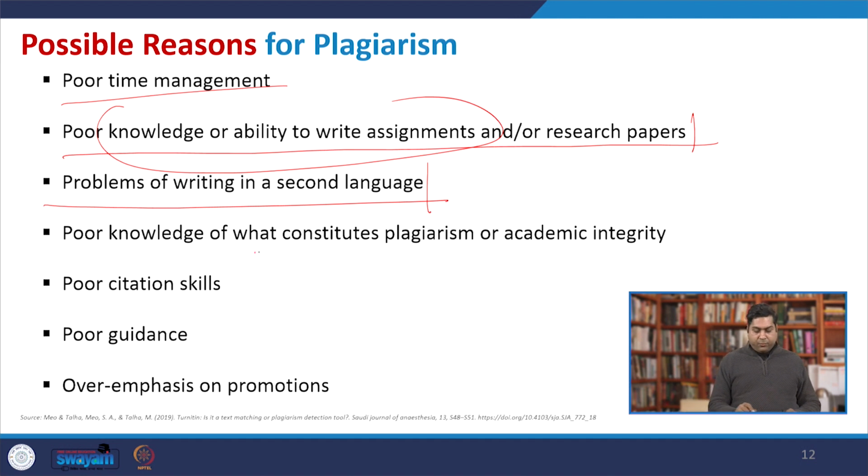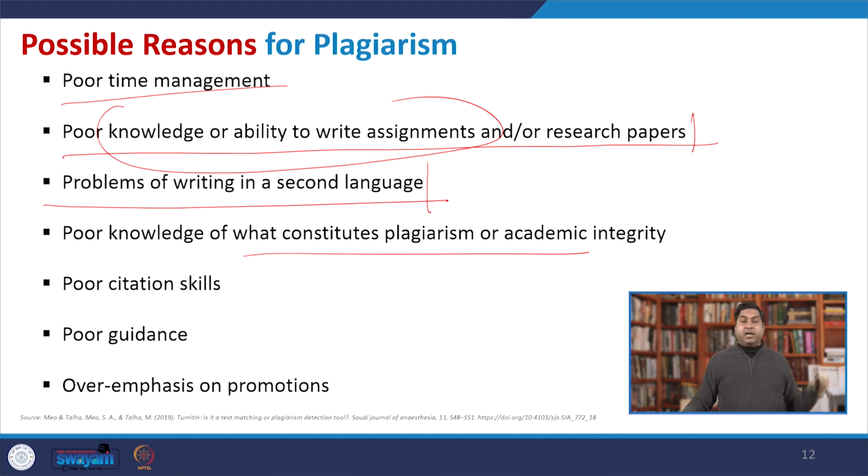Poor knowledge of what constitutes plagiarism or academic integrity. Many a time maybe we don't know what is right and what is wrong, like whether I can copy my own work or whether I can take it like this. So for that you should definitely understand it.